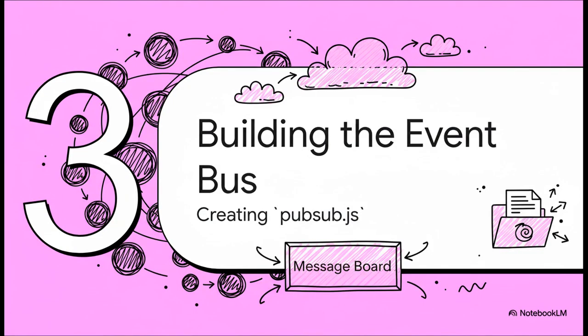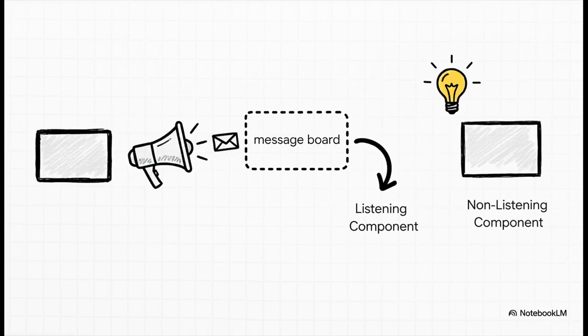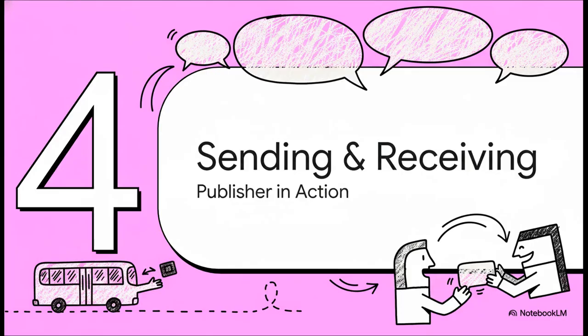Okay, theory is great, but how do we actually build this message board? Well, in the LWC world, it all starts with creating a single shared JavaScript file. Most folks just call it pubsub.js. So the first key piece of our event bus is the subscribe function. Think of this as a component raising its hand and saying, hey, I want you to tell me whenever this specific event happens. It basically signs up for a notification and tells the event bus what to do when it hears something. And on the flip side, you've got the publish function. This is the component that grabs the megaphone. It calls publish, names the event it's shouting about, and passes along some data. The event bus then looks at its list and triggers the action for every single component that's subscribed to that event.